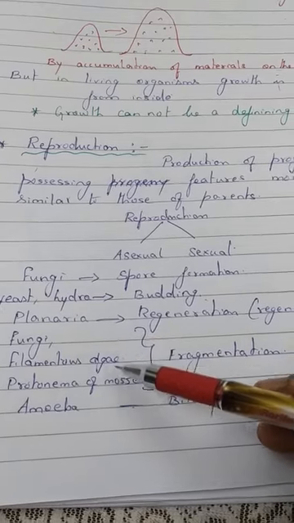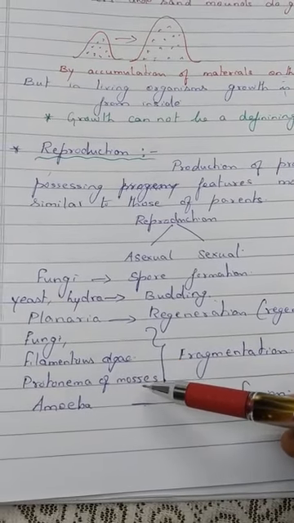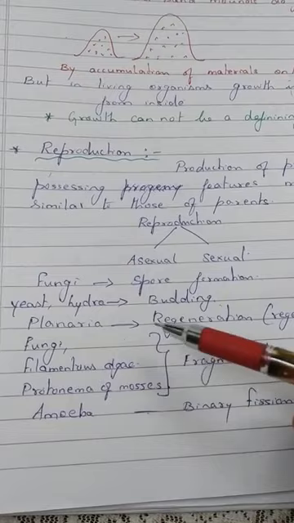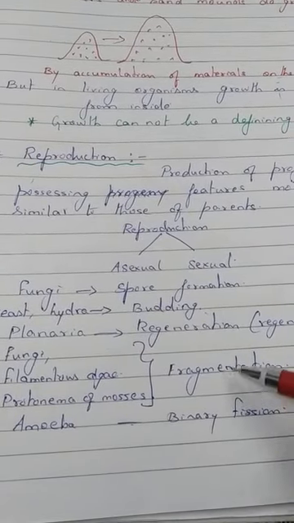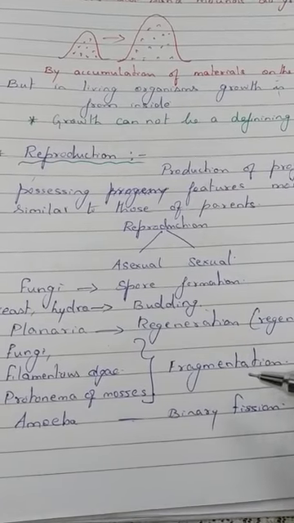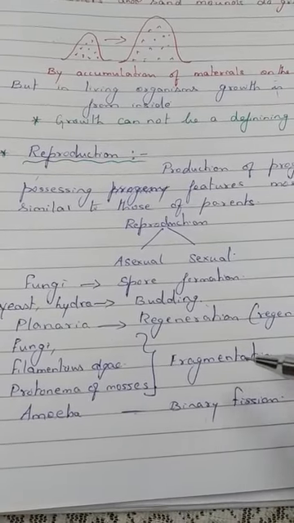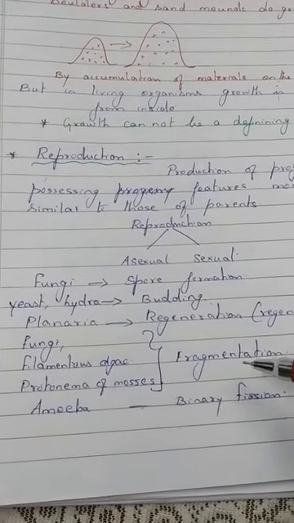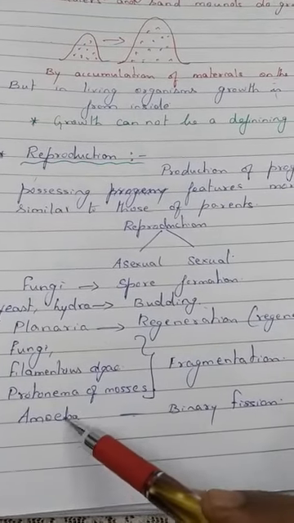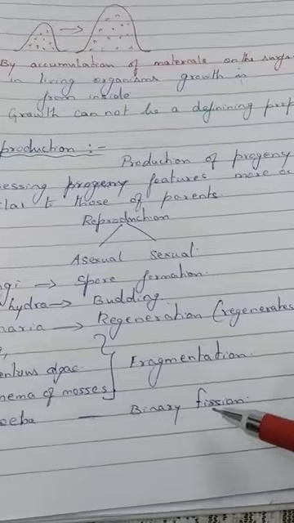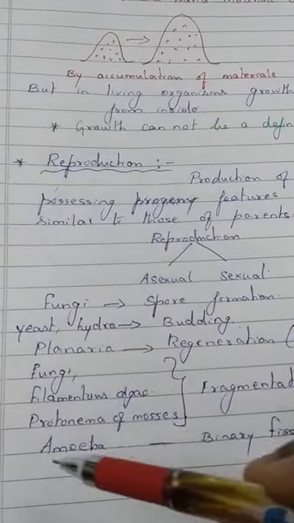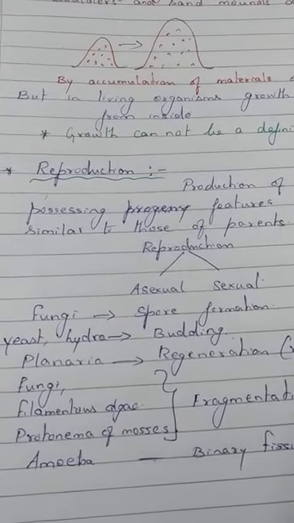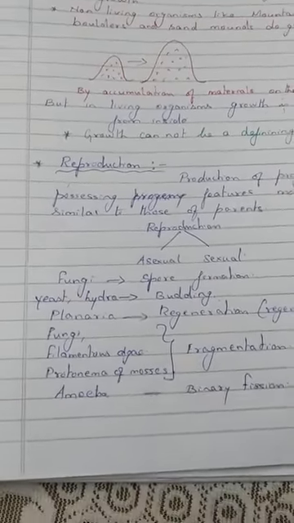Fungi, filamentous algae, protonema of mosses, they reproduce by fragmentation. The matured body will be broken down into small fragments. Each and every fragment will develop into a new individual. Amoeba reproduces by binary fission. So under reproduction, all these different organisms reproduce in different modes or different methods.